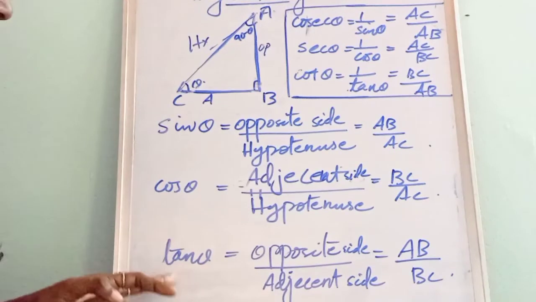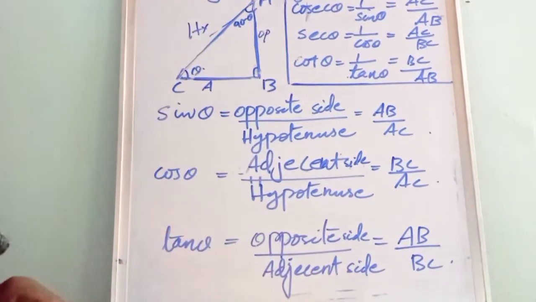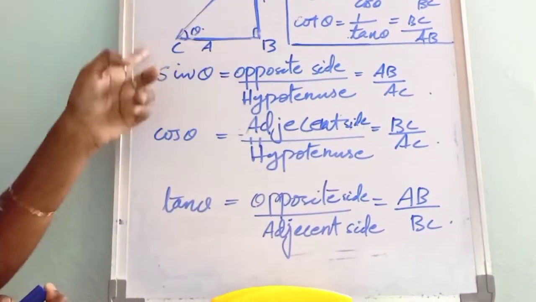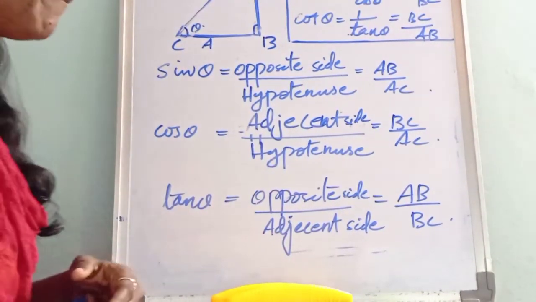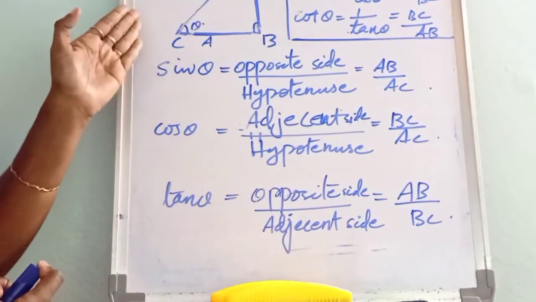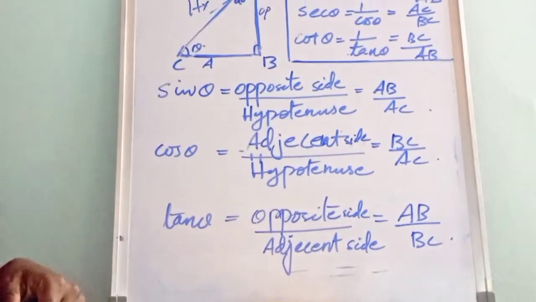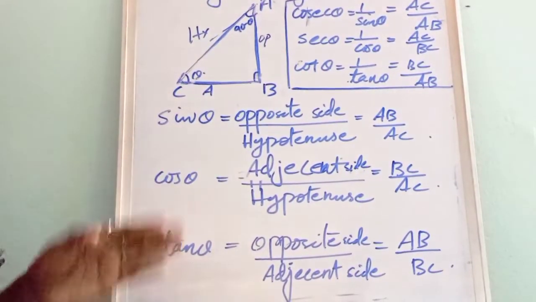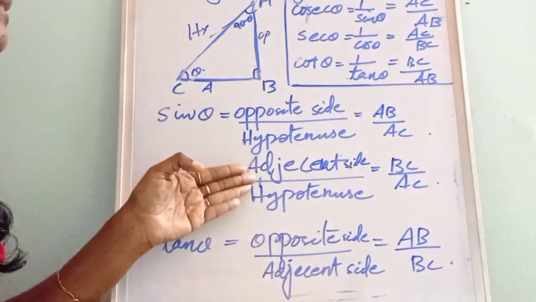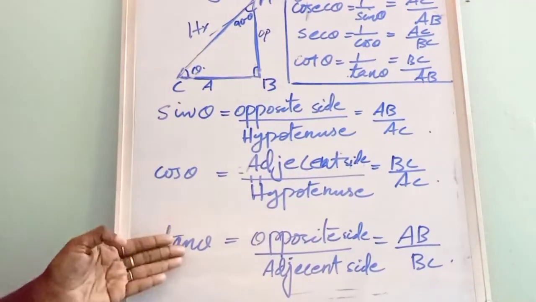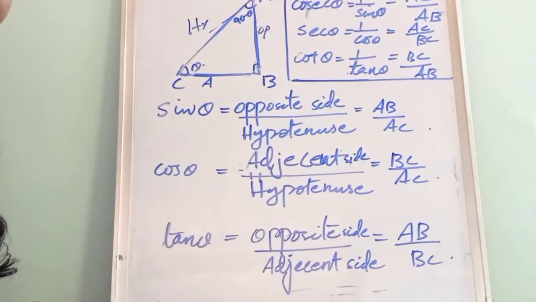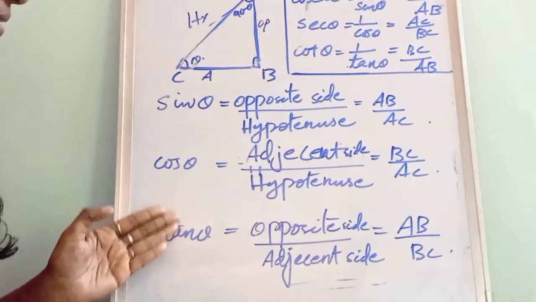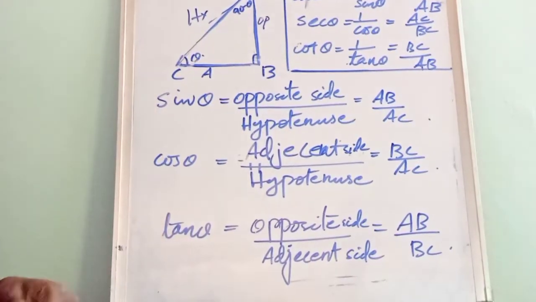Then the next function is tan theta. Tan theta is equal to opposite side divided by adjacent side, that is AB divided by BC. These are the three basic trigonometric functions: sin theta is equal to opposite side divided by hypotenuse, cos theta is equal to adjacent side divided by hypotenuse, and tan theta is equal to opposite side divided by adjacent side. Okay, is it clear for you? Please write the things in your note.